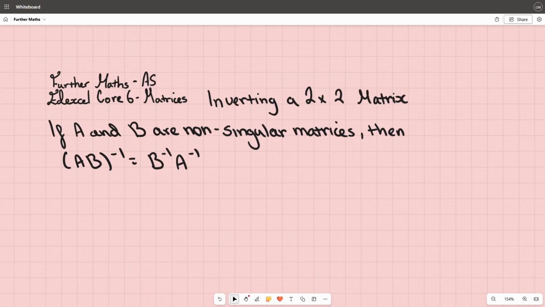It's also important to note that if A and B are non-singular matrices, then AB, the whole to the power of minus 1, is equal to B to the minus 1 times A to the minus 1, instead of the other way around, because it's the total inverse. And if you remember, it's important the order in which we multiply matrices together, because they create different solutions.